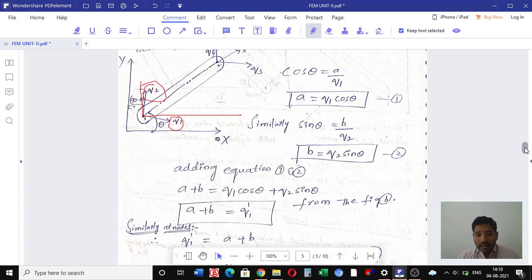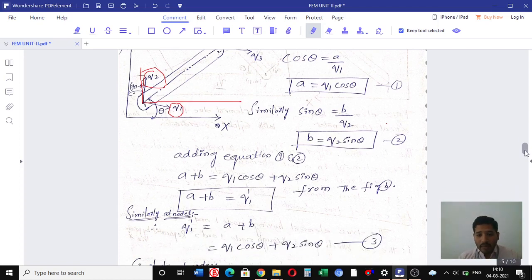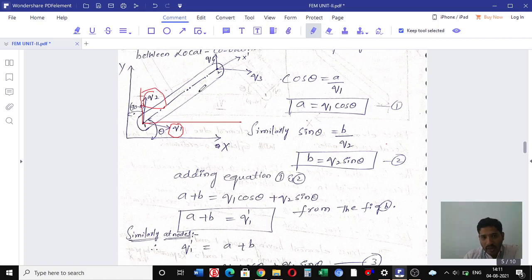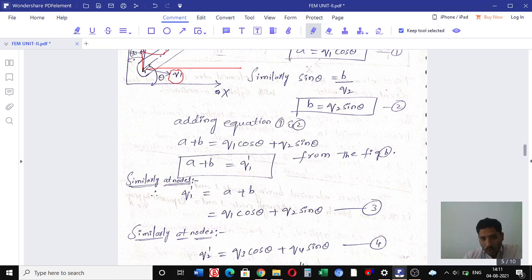So we know very well that q1 cos theta plus q2 sin theta is nothing but what we can call q1 dash. Already we have studied that q1 dash is the local nodal displacement. Similarly at node 1, q1 dash is the same as it is, because first we are discussing this first node and then the second node. First of all we are talking about node 1. So at node 1, q1 dash is equal to a plus b.